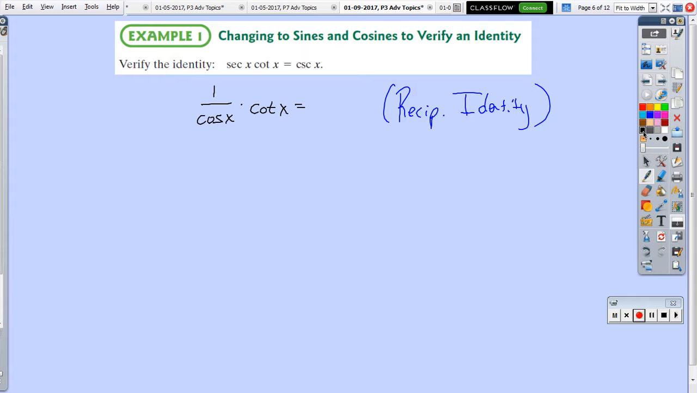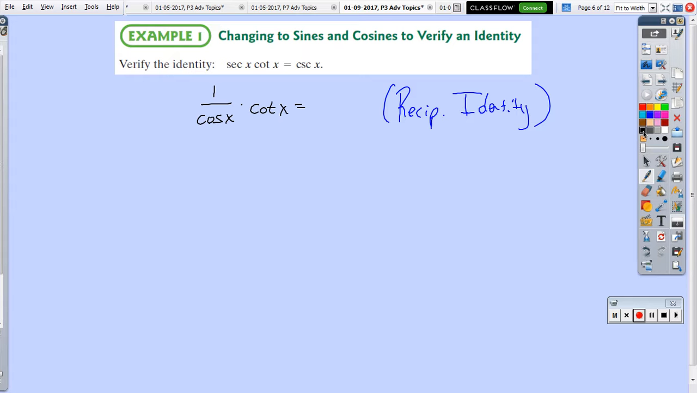Okay, so next step. Is it parity identity? I wouldn't do that because I don't see anything else in here that has negative x as the argument. And I'm saying, again, just work on the left-hand side, because the right-hand side, we all agree, is very simple. It's just cosecant x.